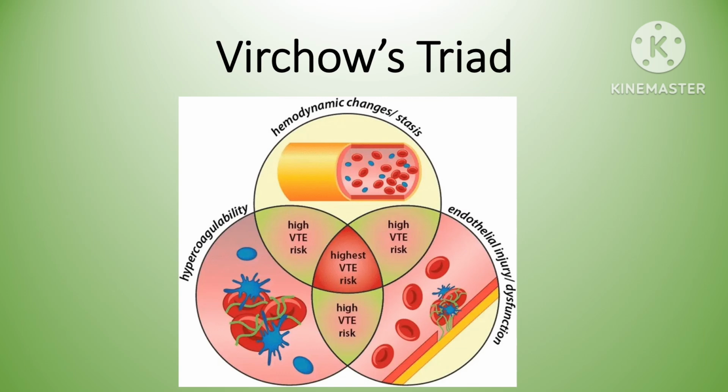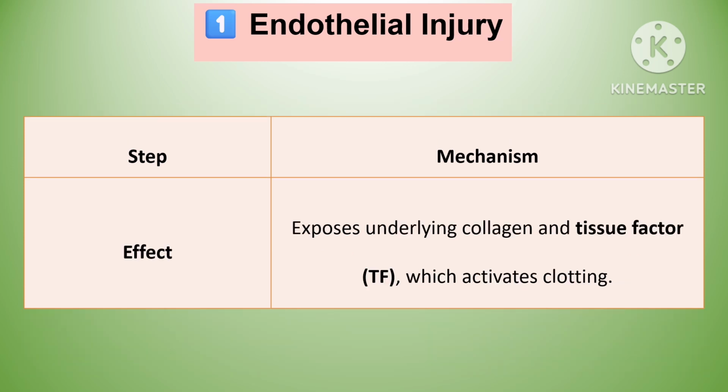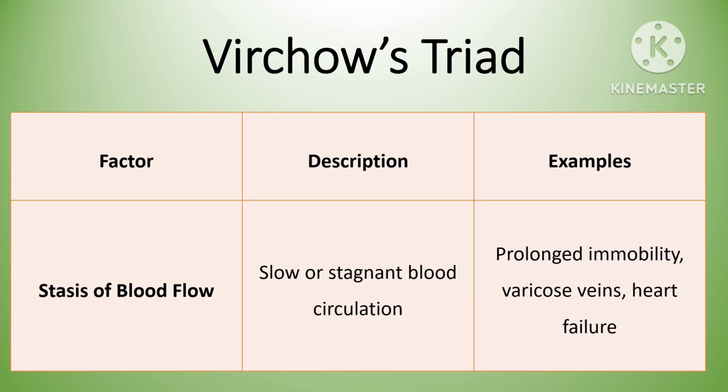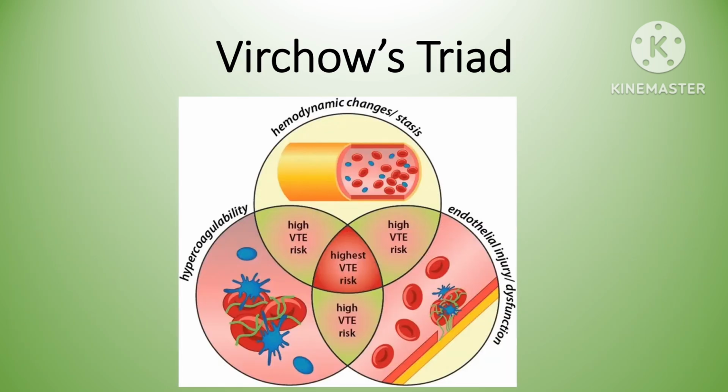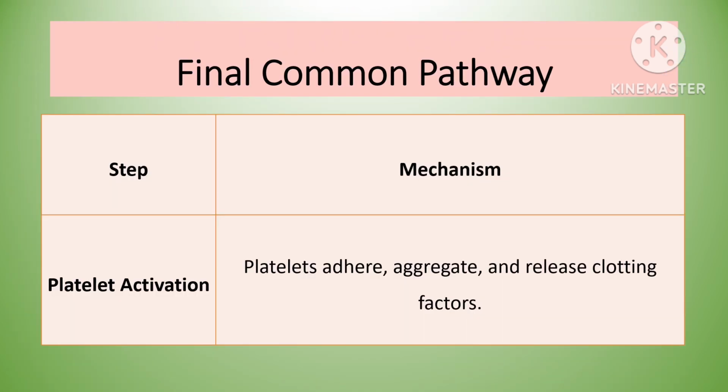The answer lies in the fundamental concept known as Virchow's triad: three key factors that set the stage for thrombosis. These include damage to the blood vessels, change in the blood flow, and increased clotting tendency. The mechanism of each factor in Virchow's triad is different, but once the clot starts forming, the sequence of events leading to thrombosis is the same regardless of which factor initiates it.